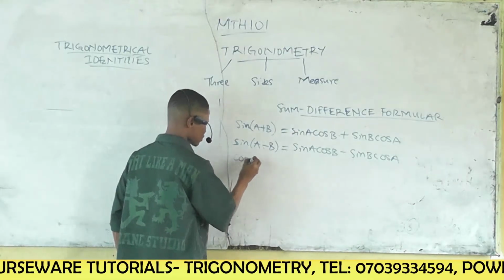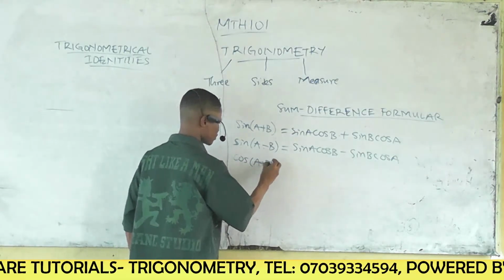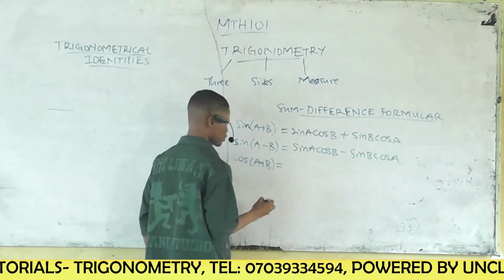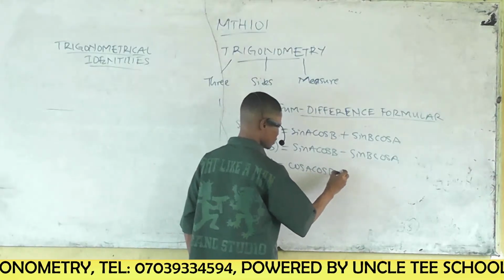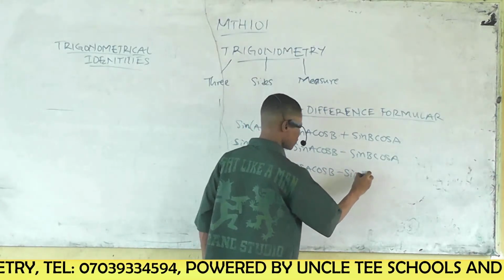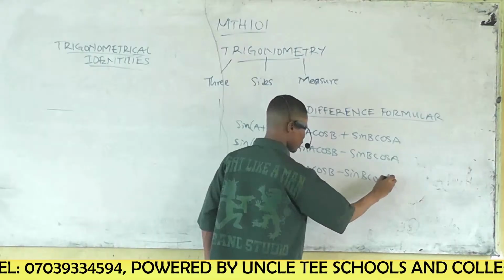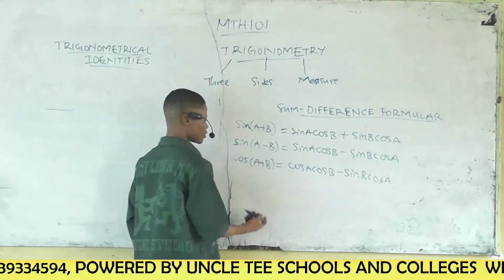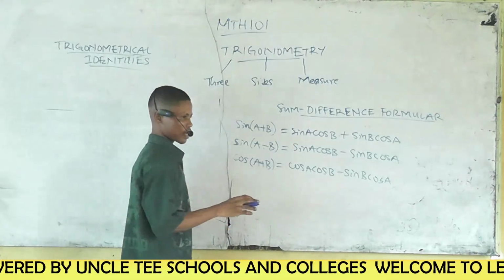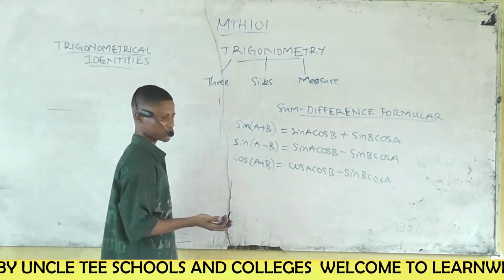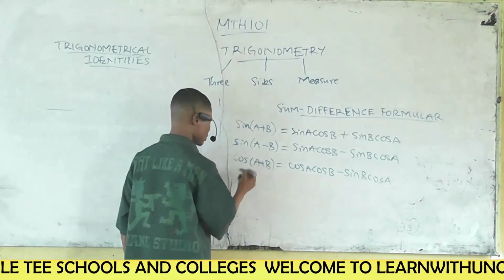So cos a plus b is equal to cos a cos b minus sine a sine b. The same thing for this 60 and 30, taking them as a compound angle is the same thing as 90 degrees.